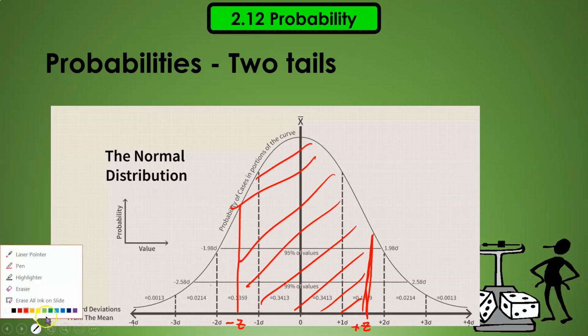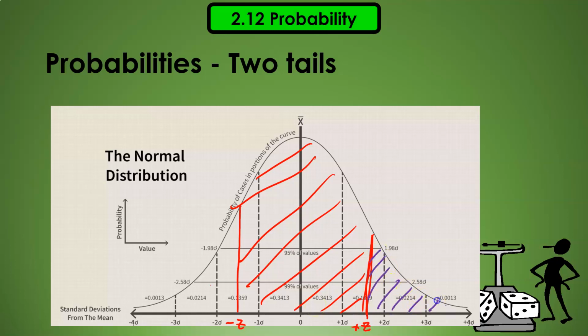Today is only a slight variation on that. Rather than working out the red area, what about these two tails on the other side? Can we work out the probabilities in them? It's a very simple task. We work out this red area and we take it away from 1, because the whole graph adds up to 1.